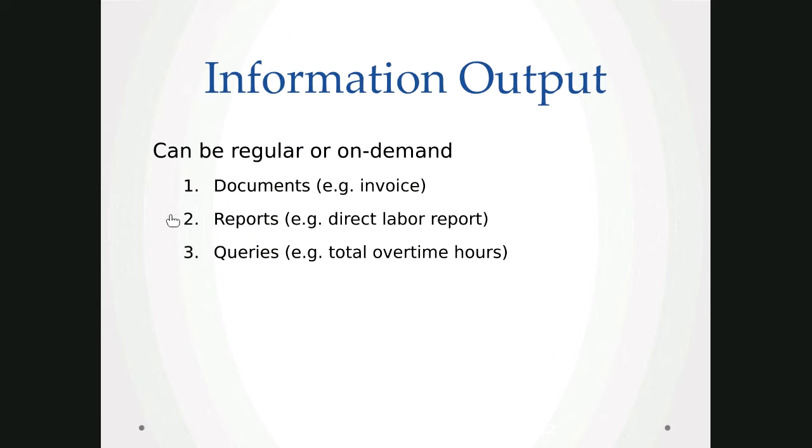Number two, reports. Reports are a more comprehensive output. For example, a direct labor report, or let's say your transcript, which shows all of your grades from the beginning of your journey as a university student until now. So it has a comprehensive list of all the courses and the grades and the semesters. So reports are more comprehensive. The example here is the direct labor report, which shows all the details about the direct laborers in a company. And there could be many, many different types of reports.